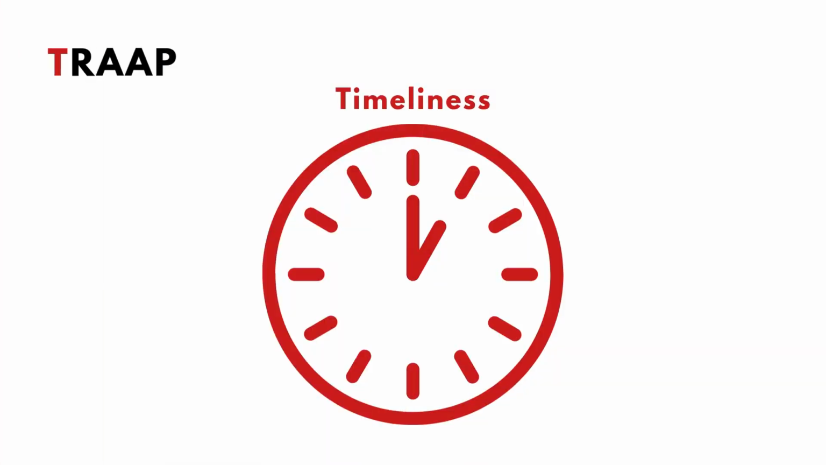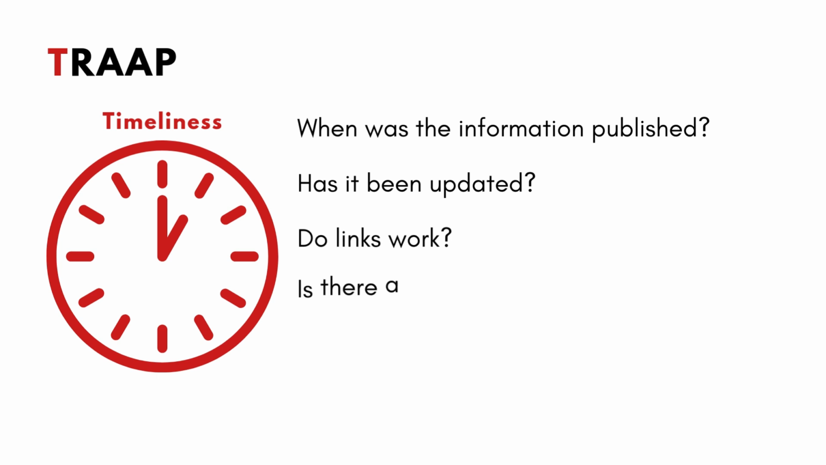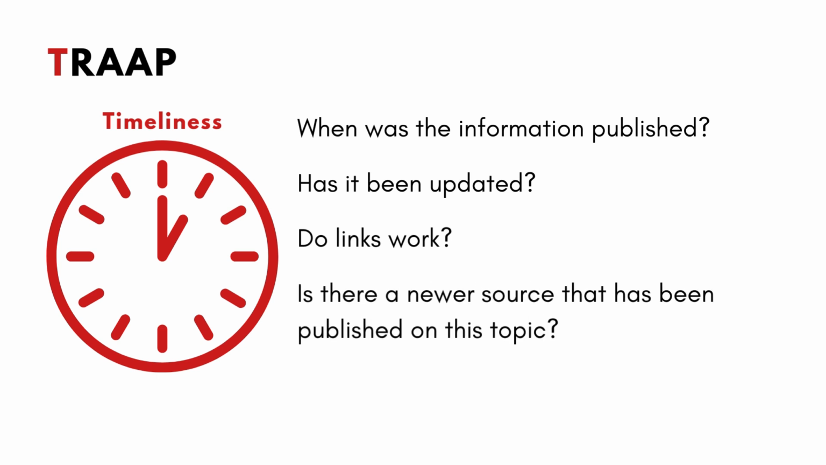First, timeliness. This refers to how current the information is. This may or may not be relevant to you depending on your topic. If your research requires up-to-date sources, you may want to ask yourself, when was this information published? Has it been updated? If the article contains links to other sources, do they work? And is there a newer source that has been published on this topic?